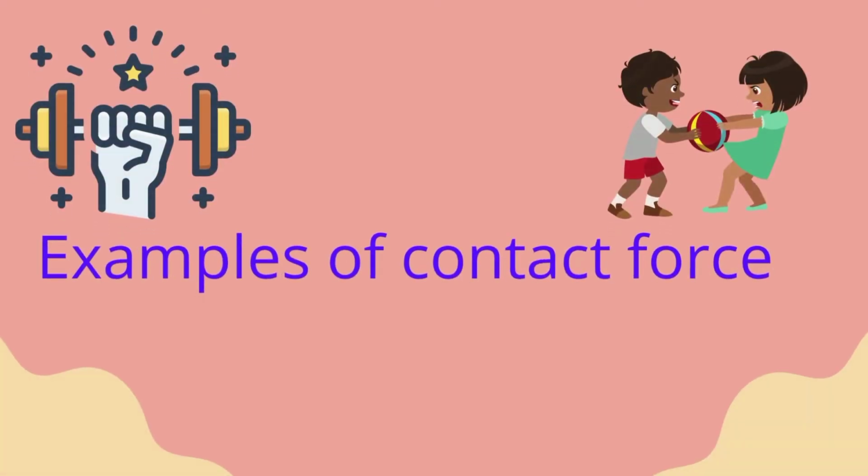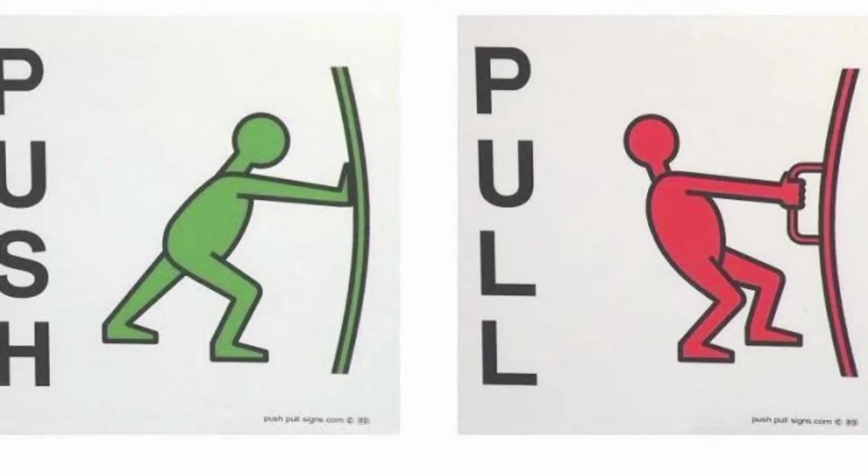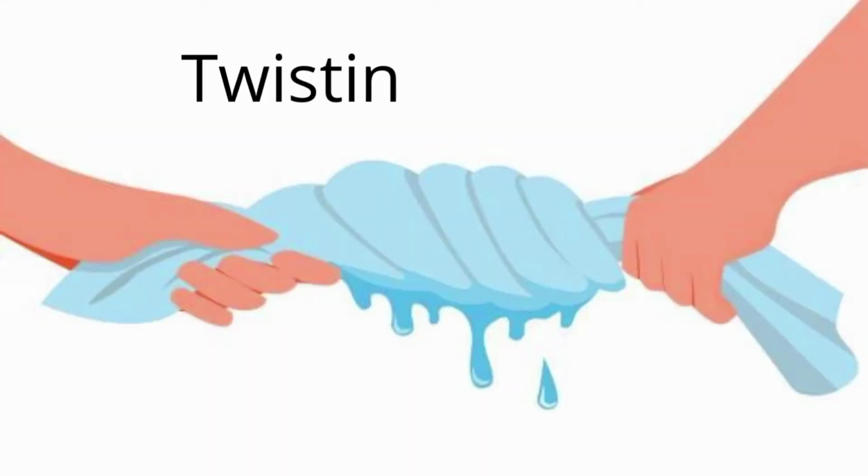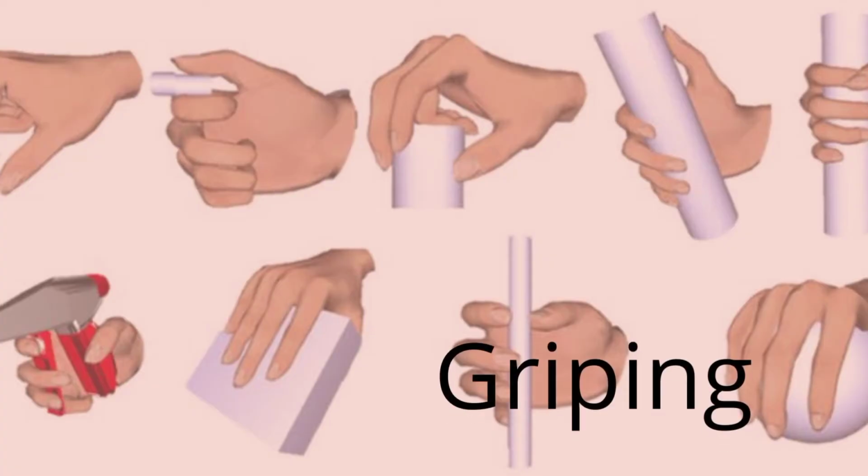So that brings us to examples of contact force. We have the push, the pull, tension. To create tension means to stretch or strain an object. It could be an elastic object. Then we have the twist, for example, twisting your clothes to get water off. Then gripping, to use your hand to hold an object firmly. You can see your hand and the object come in contact directly. That's why it is called contact force.